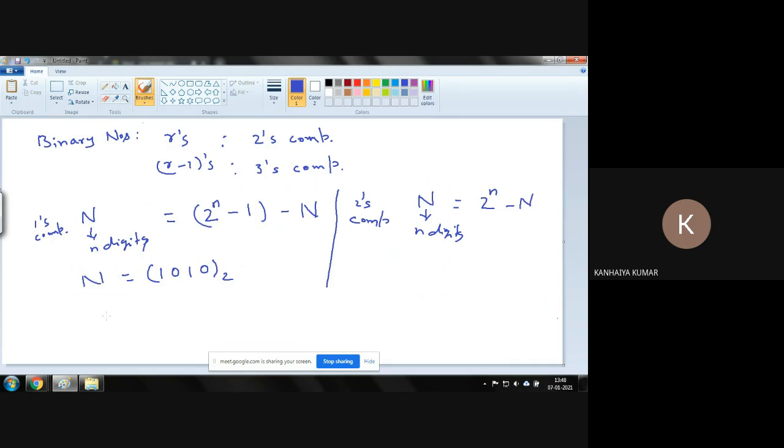So small n is equal to 4. Let me write here: one's complement of 1010 is equal to 2 to the power 4, because n is equal to 4, minus 1, minus N. N is nothing but 1010 itself.